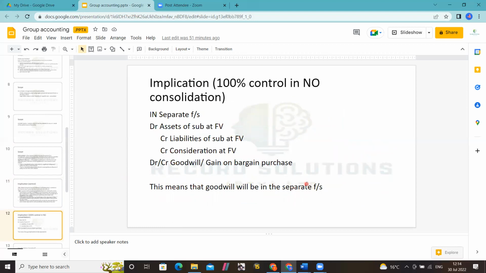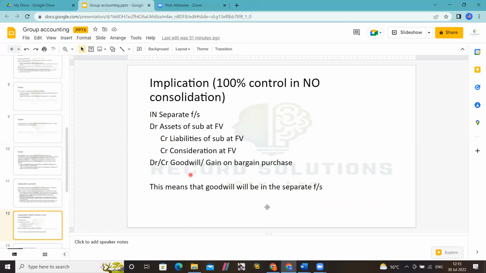So, like I said, there are two instances where you have control and there's no consolidation. Number one, it has to be a 100% stake. And how is it a 100% stake? It's either through shares or buying assets. If you buy assets and liabilities, you have to record it in the separate financial statements. That goodwill has to be in the separate financial statements. And if it's shares, there's a choice whether it goes in the separate or there are consolidated financial statements. If there are consolidated financial statements, then you won't do this general entry.